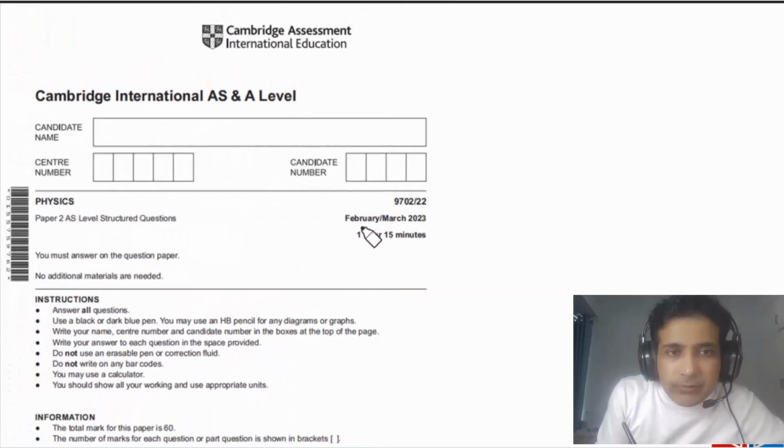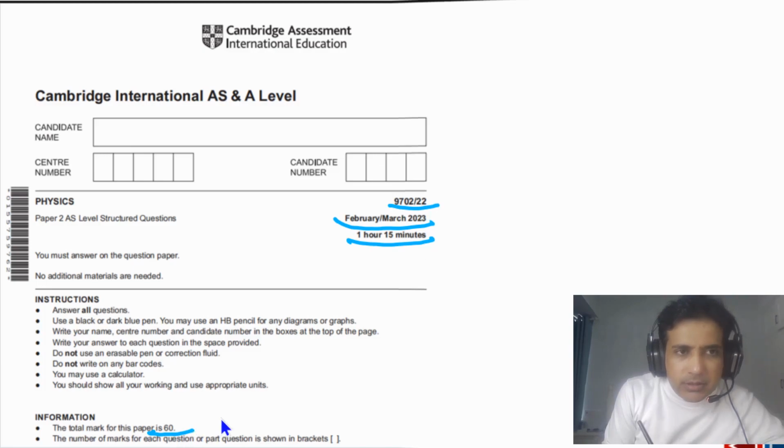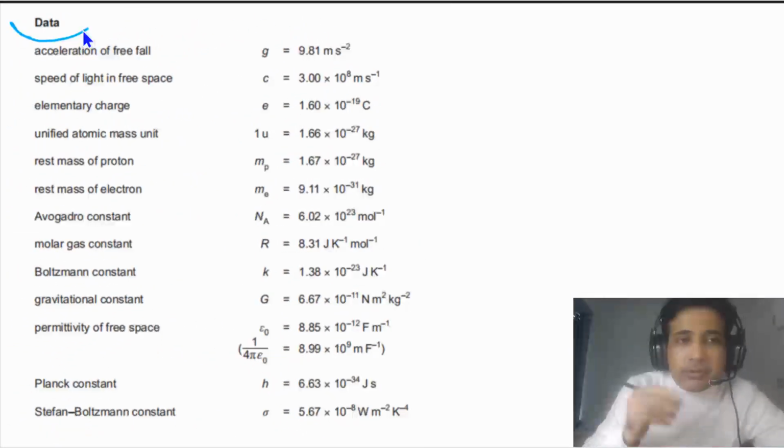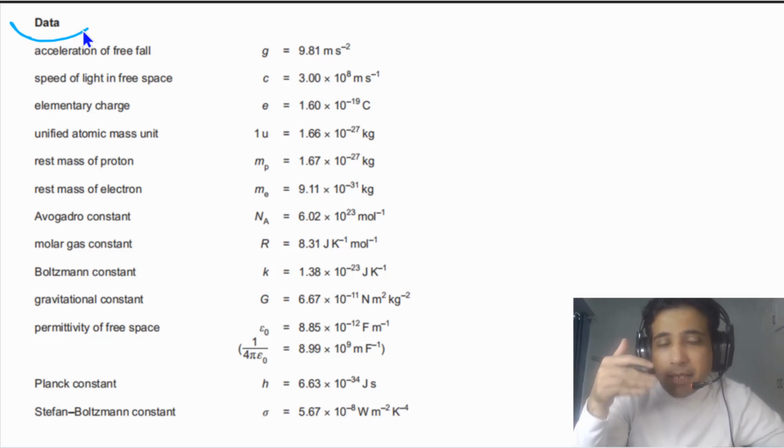In today's class, we are talking about March 2023, paper 2, variant 2, and the total time for this exam is 1 hour and 15 minutes. The total mark for this paper is 60. On the second page of the exam paper, some important data is given to you, meaning values of some important constants are given. If you need the value of any constant in your exam, you can come to this page and find it.